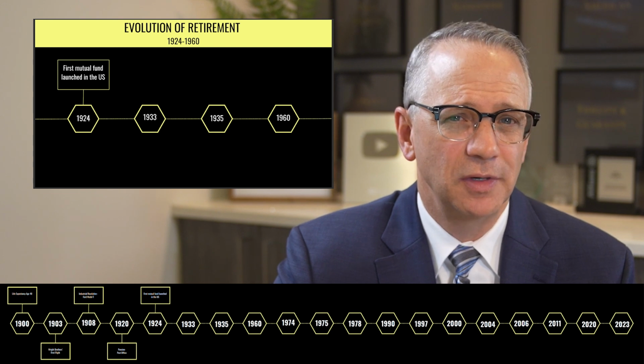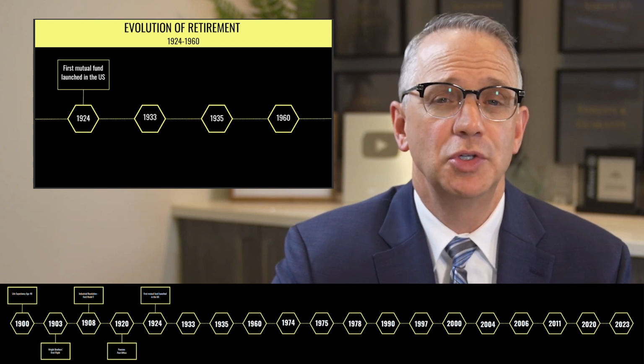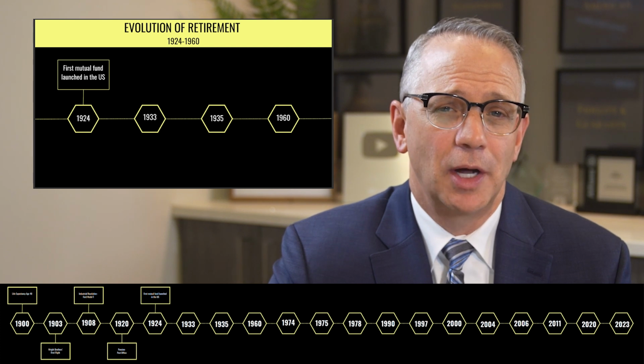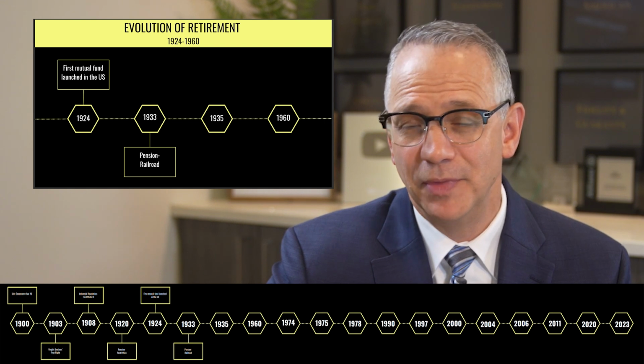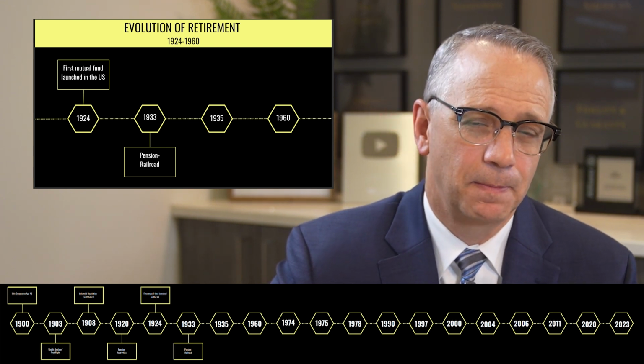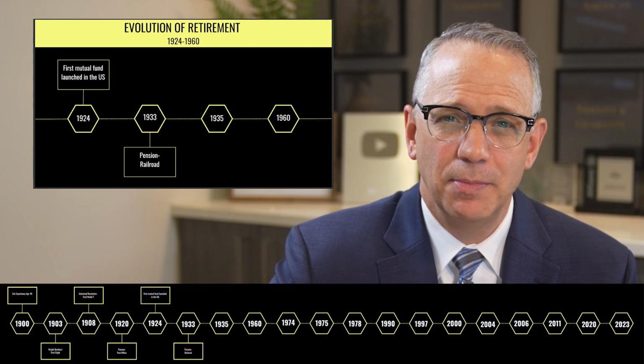But it wasn't until 1924 when the first mutual fund was launched in the United States. The mutual fund solved a problem. It made it accessible for people to invest in companies in a convenient way. And so the mutual fund industry has a whole life and history of its own as it evolved over time. Now, it was 1933 when the railroads offered a pension. So we're starting to see the very beginnings of when pensions started to be offered.